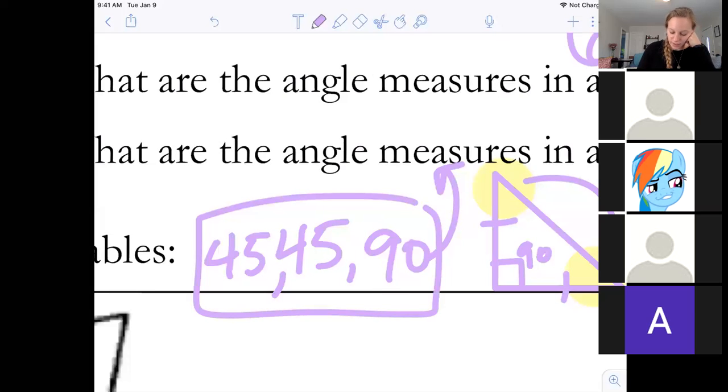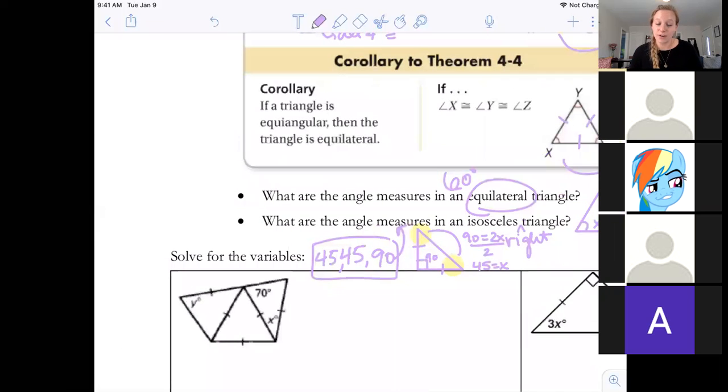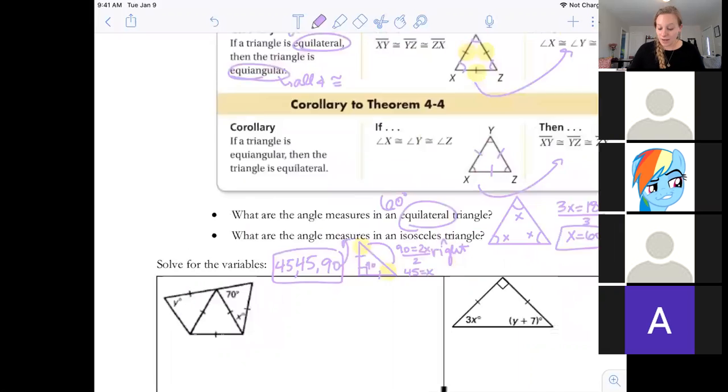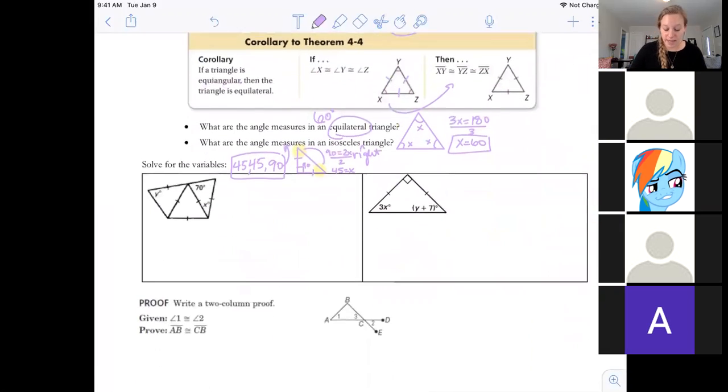Ooh, a little preview for the rest of your life. We're going to be talking about 45-45-90 degree triangles in geometry and in pre-calc in 2 years. So it's a fun little first step into our journey of triangles. Okay, any questions so far on what we've done? I've got 2 more problems and a little proof.